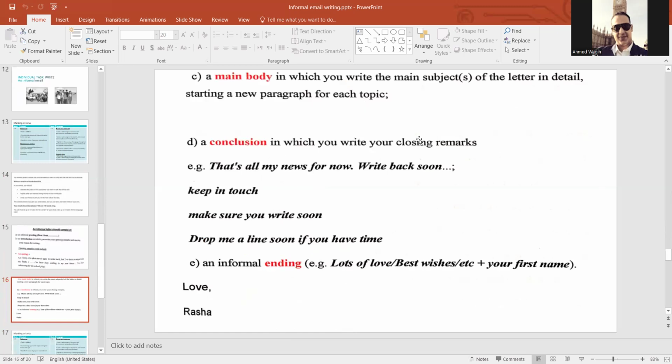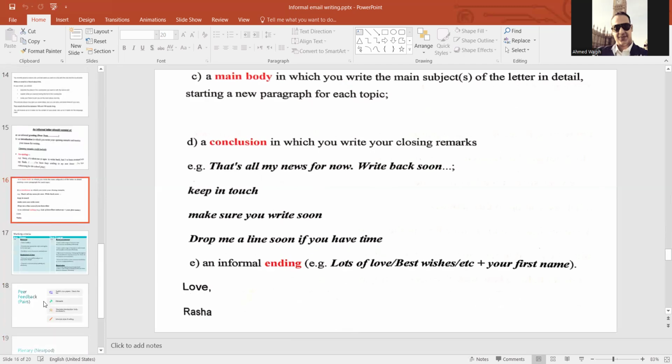Okay, you need to write a conclusion with closing remarks. Like, that's all my news for now. Write back soon. Keep in touch. Make sure you write soon. Drop me a line soon if you have time. And you need to write an informal ending like lots of love, best wishes, and you write your first name. Love, Russia, for example.